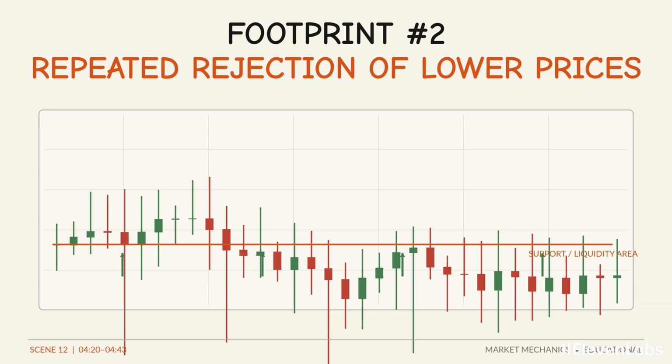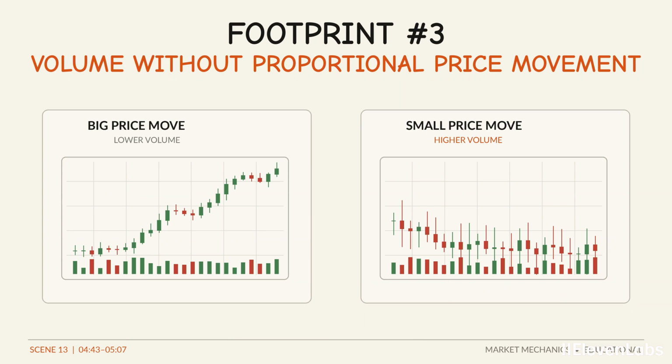Footprint number 3 is unusual activity without proportional price displacement. Imagine 2 periods with similar trading volume. In the first, price travels several percent. In the second, price barely moves. Something about the liquidity landscape has changed.